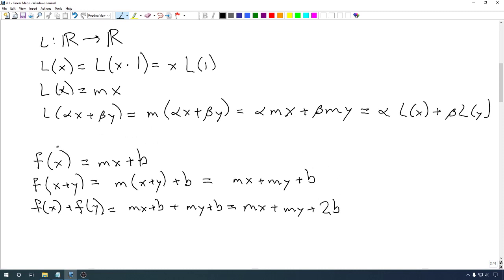So what we used to call linear functions are not linear transformations. So we have to be a little bit careful about that. Frequently, in the context of linear algebra, something like this would be called an affine map. But I don't think the book ever uses that term. So we'll just be aware of that.